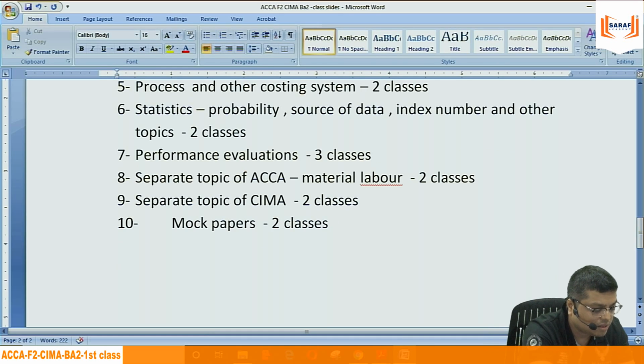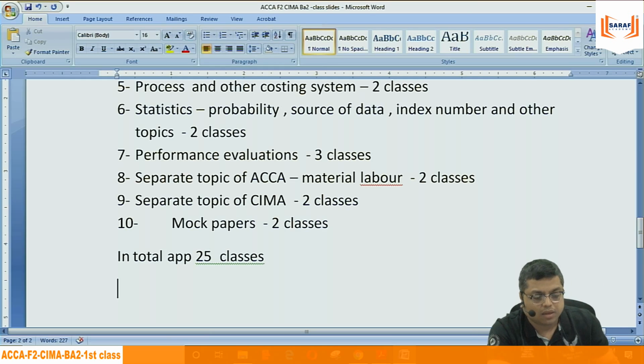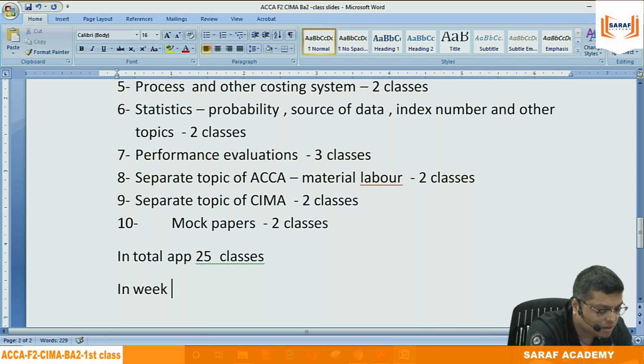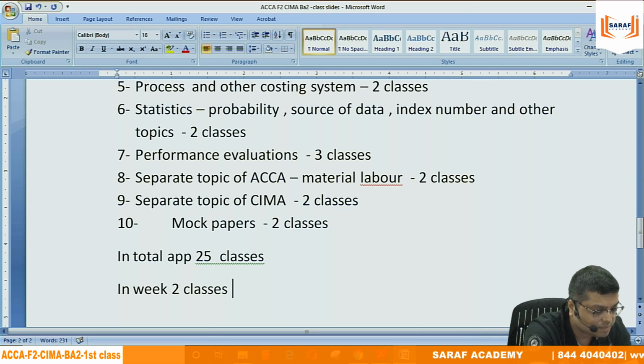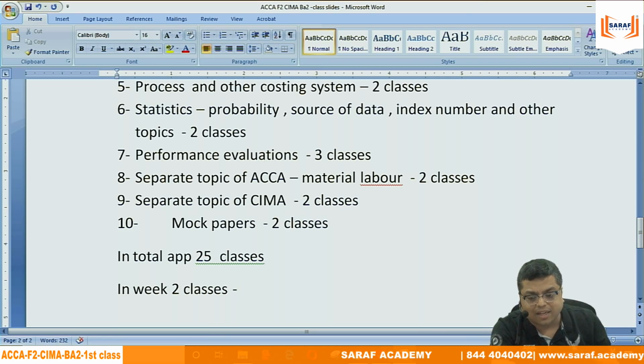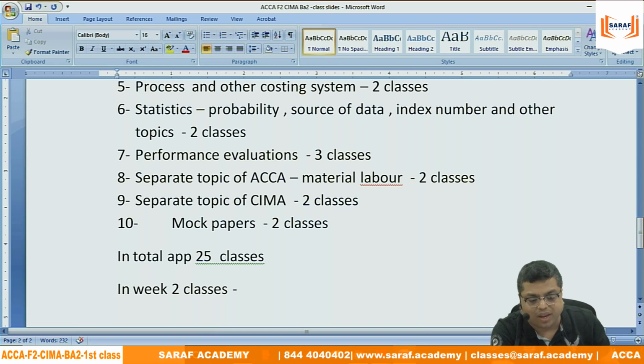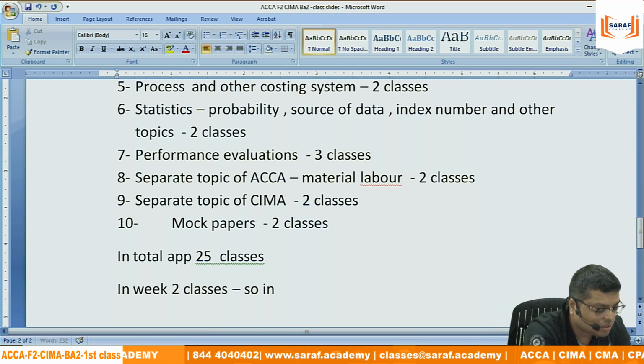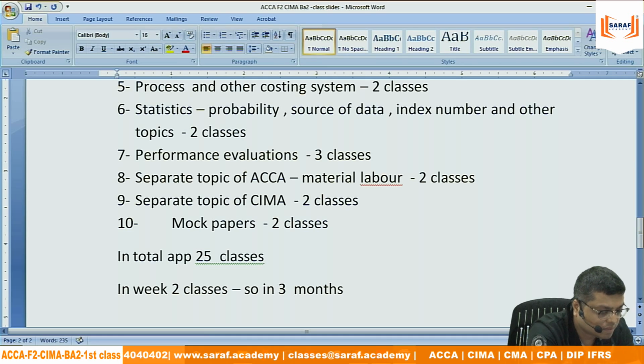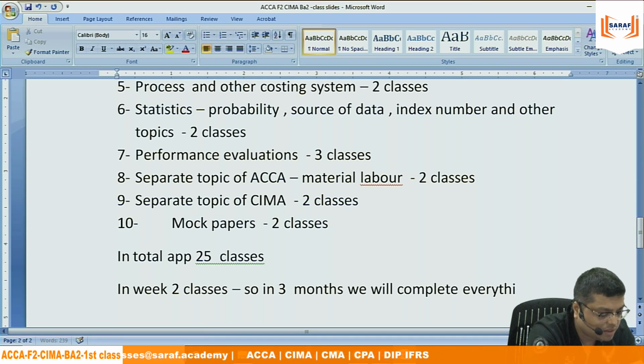I am taking in total approximately 25 classes. We will be doing 2 classes in a week. When we will be doing them, I am not discussing for the time being. So in a month, 8 classes. So 3 months, 24 classes. Generally 3 months has around 25 weeks. So in 3 months we will complete everything.